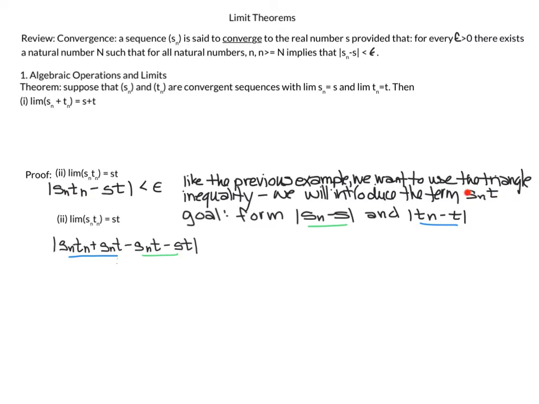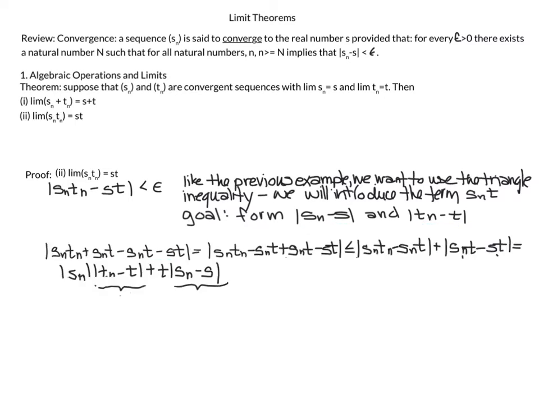But we're going to introduce a new term, SnT. Our goal, again, is to get this form where we have our S's and our T's separate. So I have SnTn, and I'm going to introduce my new term, SnT minus SnT. This is what makes it okay, because they cancel out. And then I have my minus ST. Now I'm going to group these together. My SnTn, I'm going to group with my minus SnT. And then my SnT, I'm going to group with my minus ST.